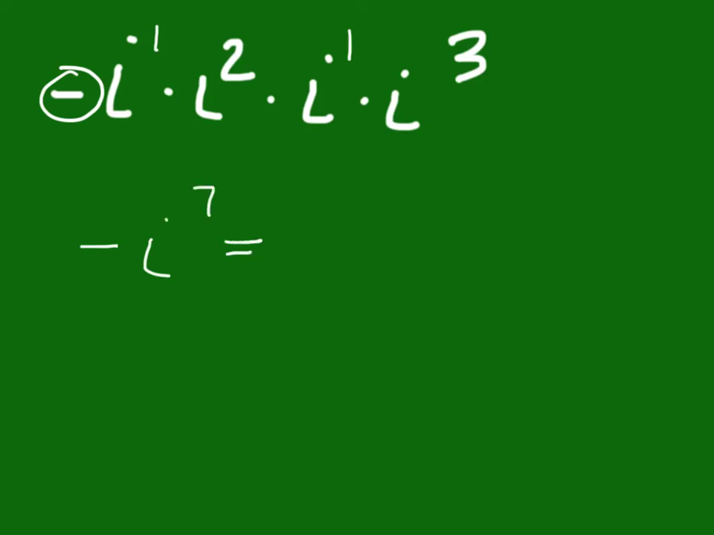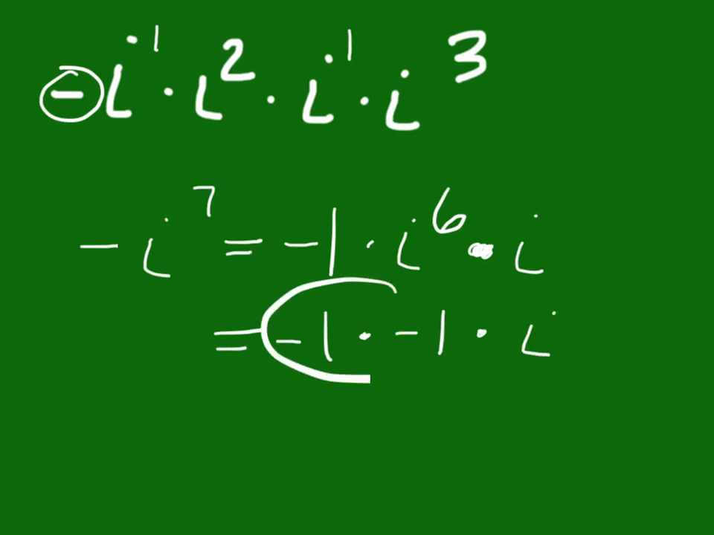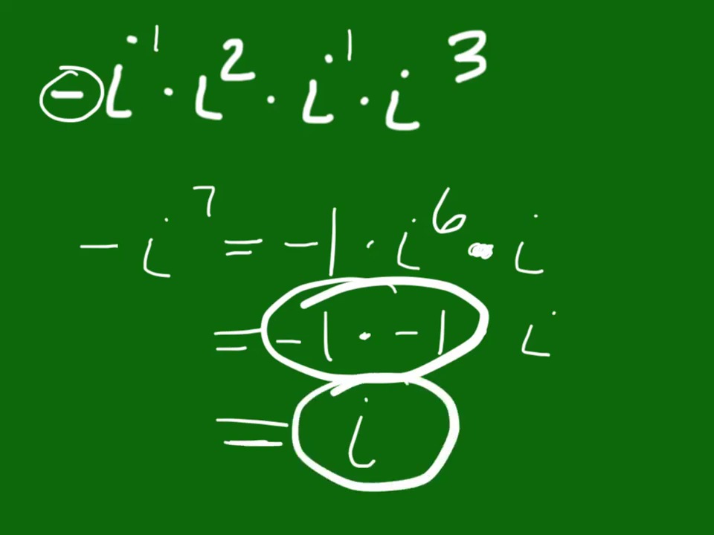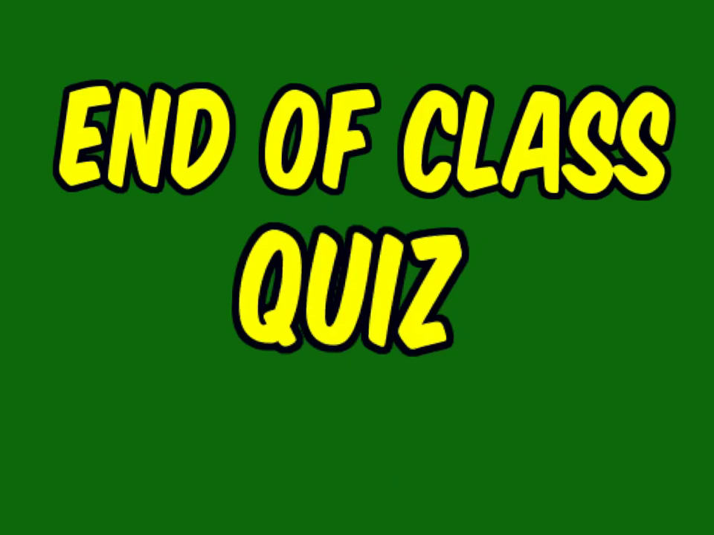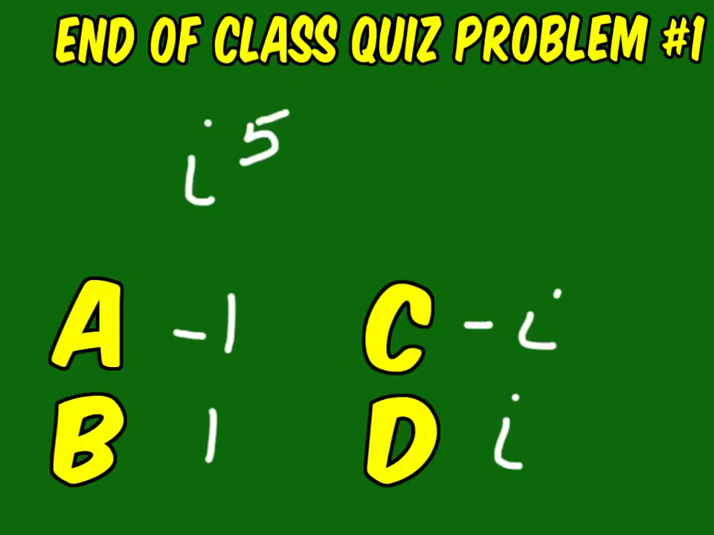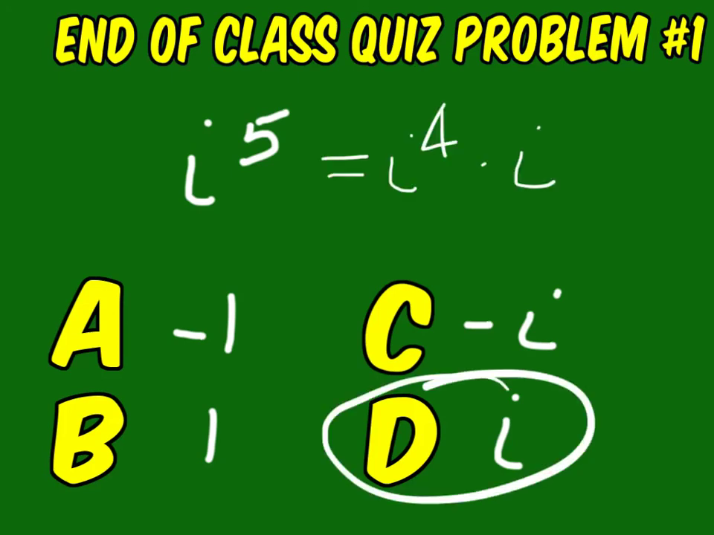Now that negative sign is really a negative 1. And we can break up I to the seventh as I to the sixth times I. We know that I to the sixth is negative 1. Negative 1 times negative 1 is positive 1, and we just have an I. So the answer is I. Answer should be D.